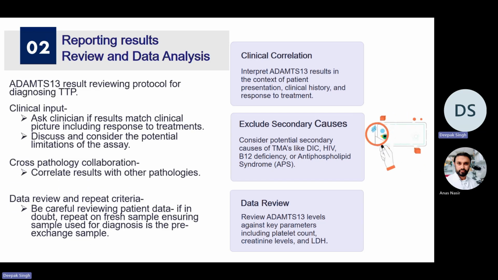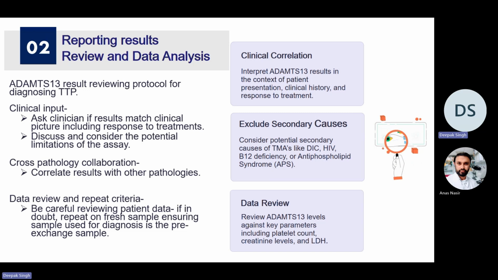But overall, you need some sort of protocol that is in place before you report the results, whether it's just asking the clinician, does this match your clinical picture, or having a repeat criteria if something fails or something is abnormal.